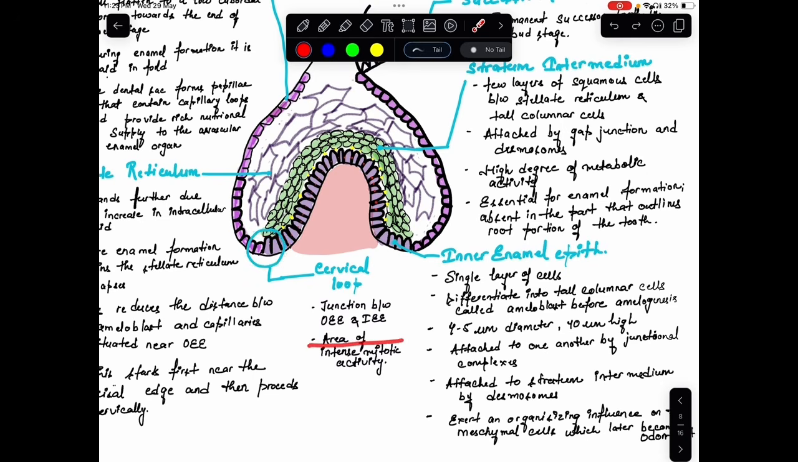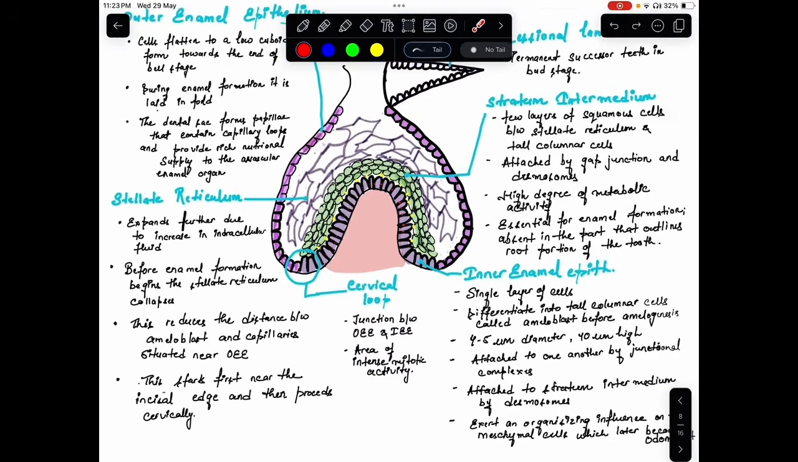It is an area of very high intensity mitotic activity, and this will play a very important role in root formation later on. This is where the Hertwig's root epithelial sheet will be formed. We'll see that later on. Now, stellate reticulum, it undergoes some major changes.